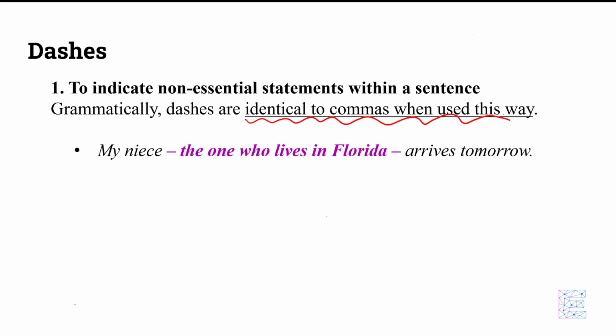My niece, the one who lives in Florida, arrives tomorrow. Again, this part right here is not absolutely necessary. It's nice to have it. It gives us more context and makes our writing richer, but we don't have to have it, which means we can delete it, which leaves us with: my niece arrives tomorrow. Still have a complete sentence after deleting the non-essential part.